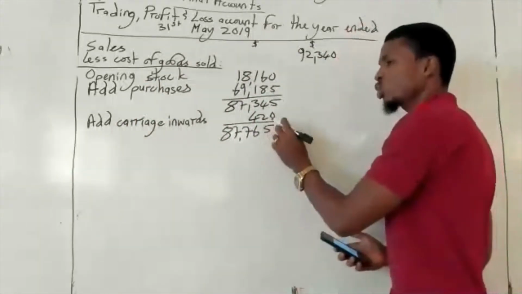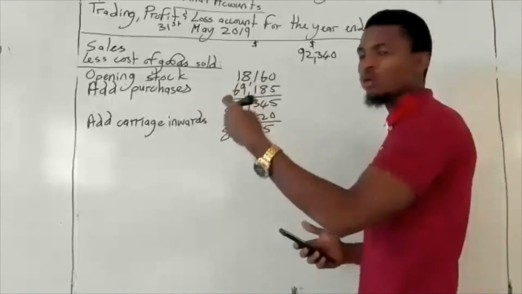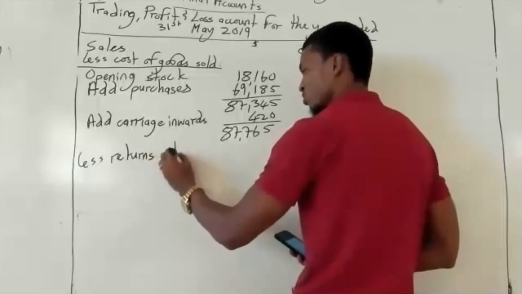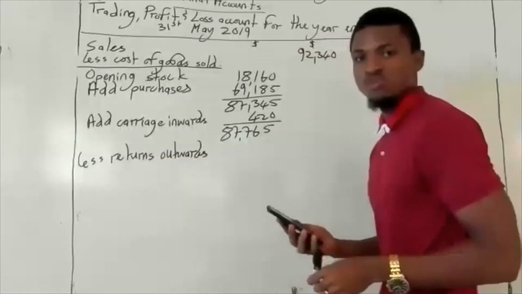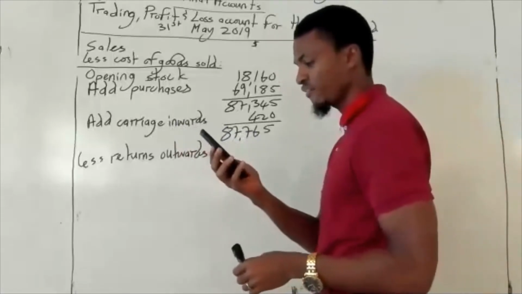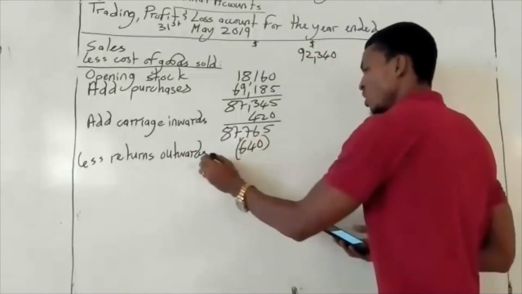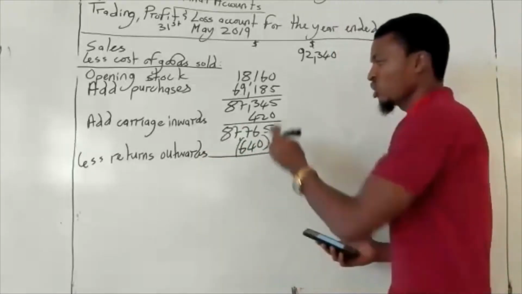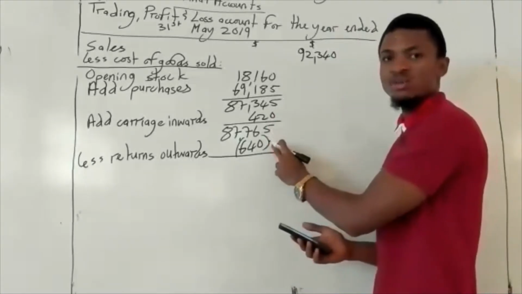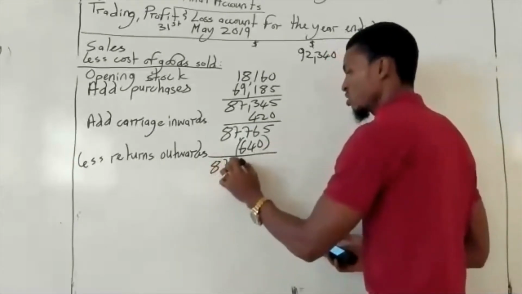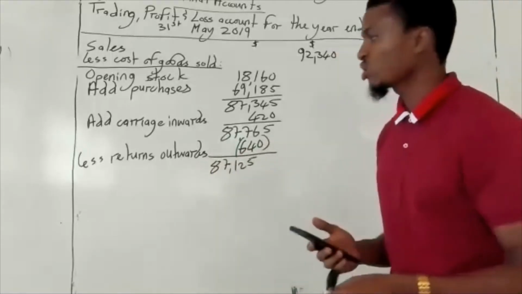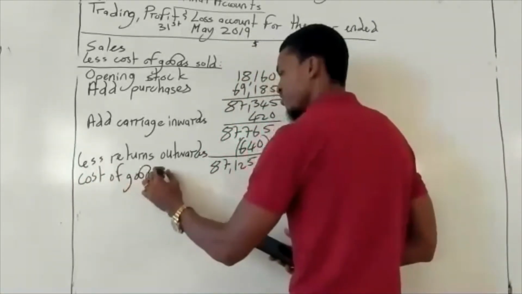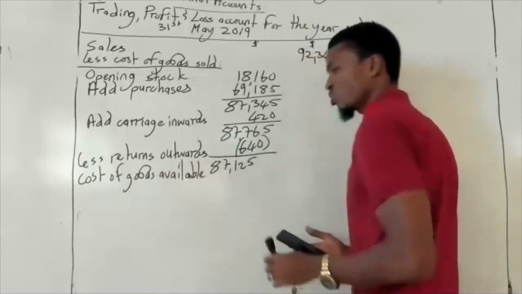So when you return, it's a deduction because you have returned the goods out. If it's a deduction, what do we do? We less returns outwards. And the returns outwards figure in the question is 640. Mind you, whenever we are deducting in accounting, the sign we use is what? Bracket sign. Don't forget that. So when you deduct this figure, less returns outwards, it gives you 87,125. This is the cost of goods available for sale. Cost of goods available.